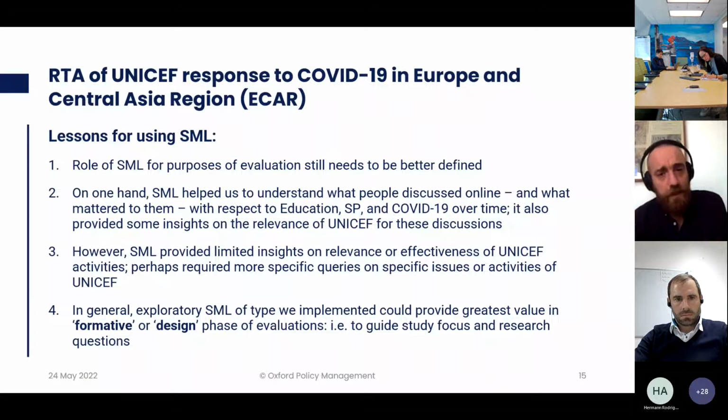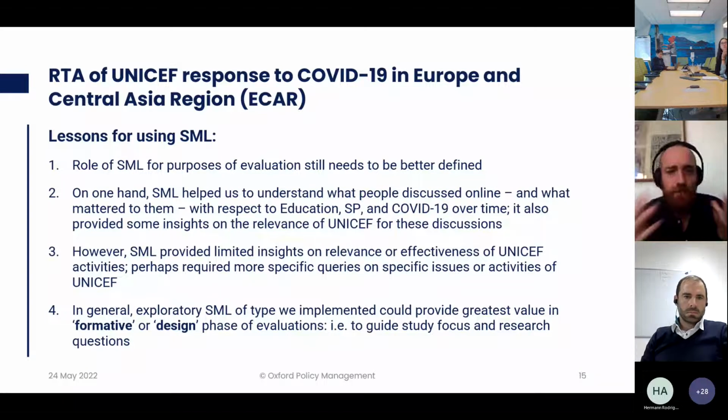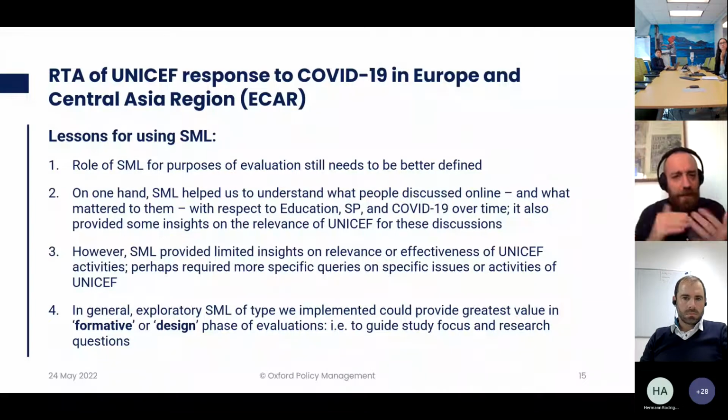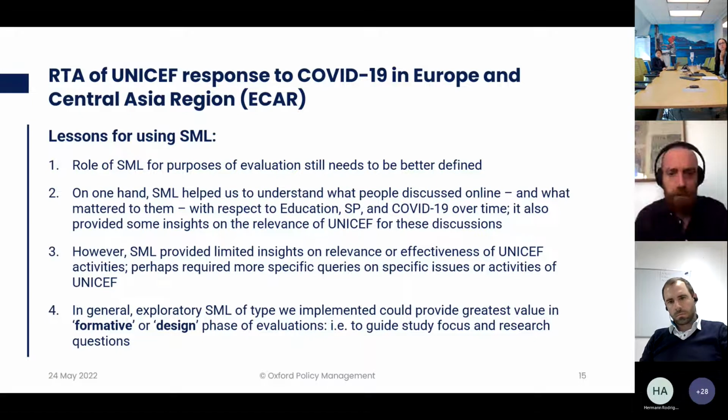At the end of this exploratory exercise, we had a few key lessons that we think are important. So one is, the role of social media listening in the context of such an evaluation still needs to be better defined from the beginning. Our exercise was quite exploratory. And now the next step is to think about, okay, what does that actually mean? And where do the actual benefits or the insights lie? And how can they be built into an evaluation design from the beginning?